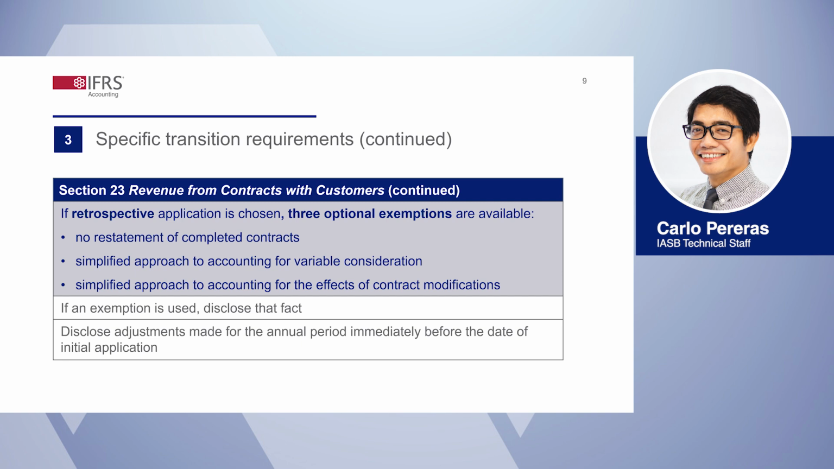In addition to these three exemptions, there is a disclosure relief provided for SMEs that choose retrospective application. Specifically, the requirement to disclose the amount of the adjustment made to each line item affected by the retrospective application is limited to the annual period immediately before the date of initial application. So the disclosure requirement of adjustments is not required for any comparative information provided for earlier periods. For example, if an SME provides 2 years of comparative information, it is not required to disclose the amount of the adjustment made to each line item for the second comparative period presented.